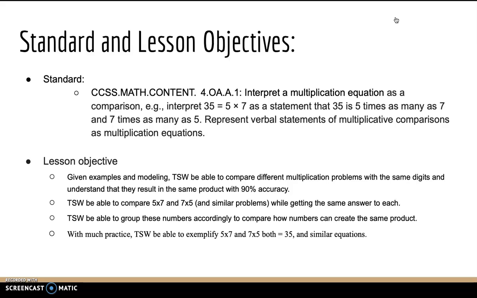For our standard, it is to interpret a multiplication equation as a comparison. For example, interpret 35 equals 5 times 7 as a statement that 35 is 5 times as many as 7, and 7 times as many as 5.